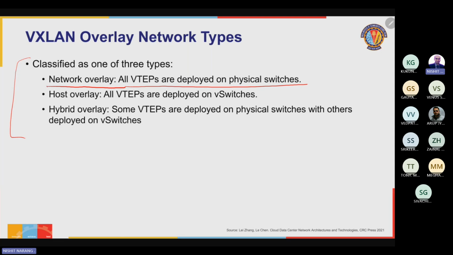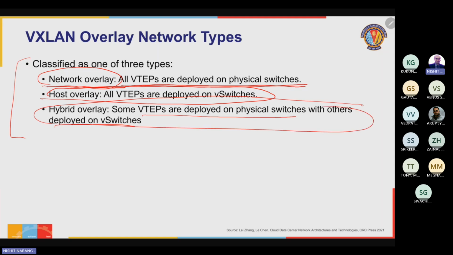If you don't remember this terminology, don't worry. I am giving it to you for completeness of the protocol. Just remember that it's possible to have all VTEPs deployed on physical switches and create a form of overlay network, which I showed you in the diagram. That form is called a network overlay. When you have VTEPs deployed on V switches, this is called a host overlay. And when you have some VTEPs deployed on physical switches and others on V switches, you are creating a hybrid overlay network.